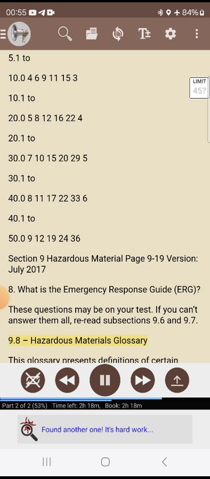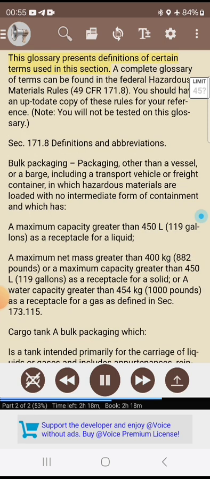9.8 Hazardous Materials Glossary. This glossary presents definitions of certain terms used in this section. A complete glossary of terms can be found in the Federal Hazardous Materials Rules, 49 CFR 171.8. You should have an up-to-date copy of these rules for your reference. Note: you will not be tested on this glossary. Sec. 171.8 Definitions and Abbreviations.